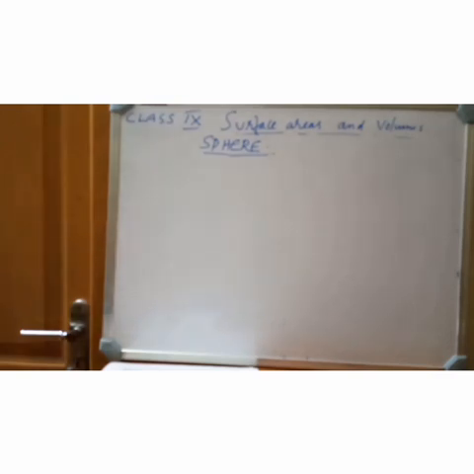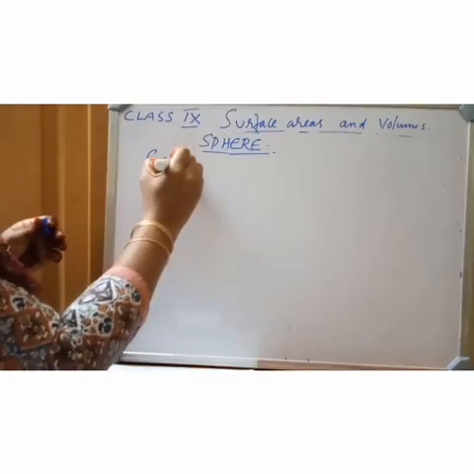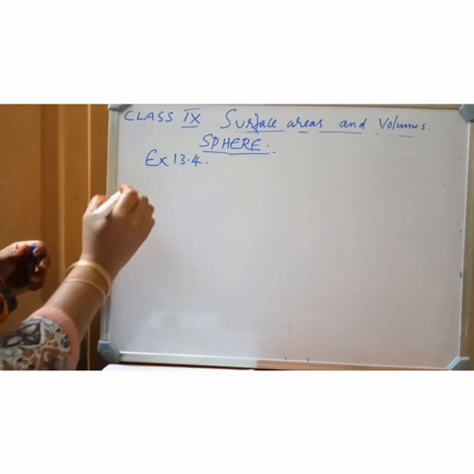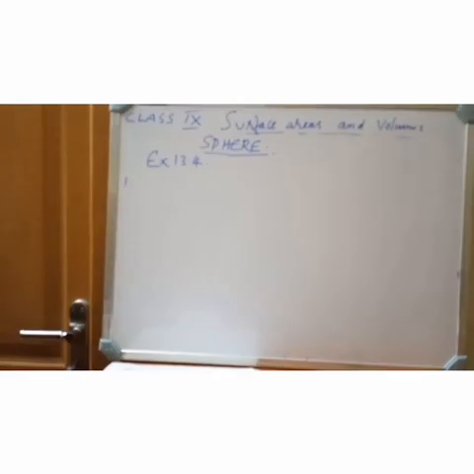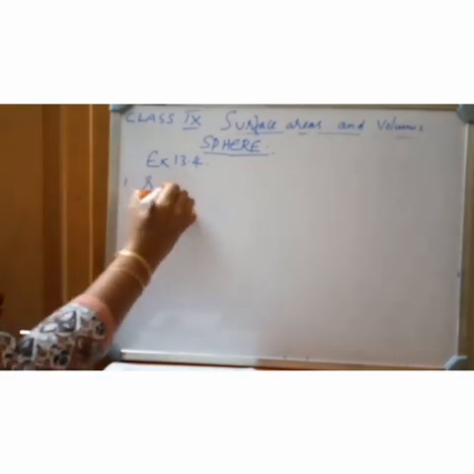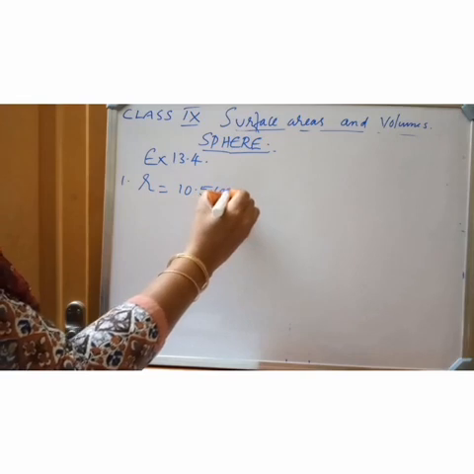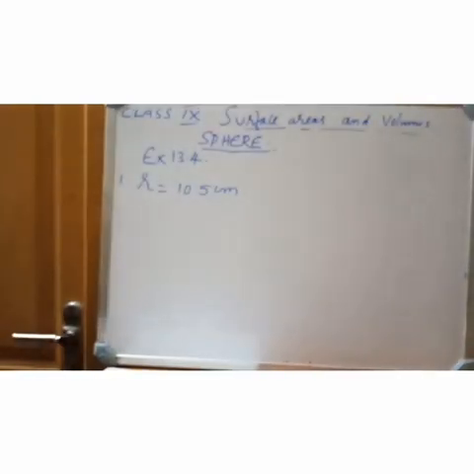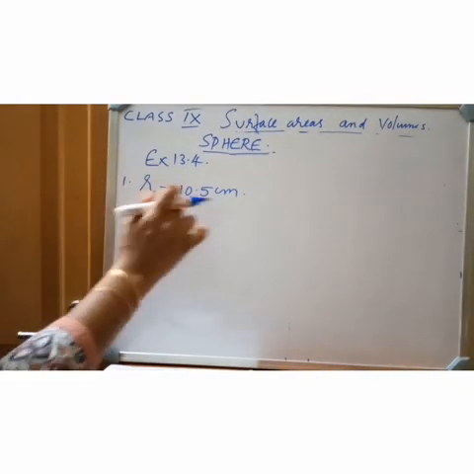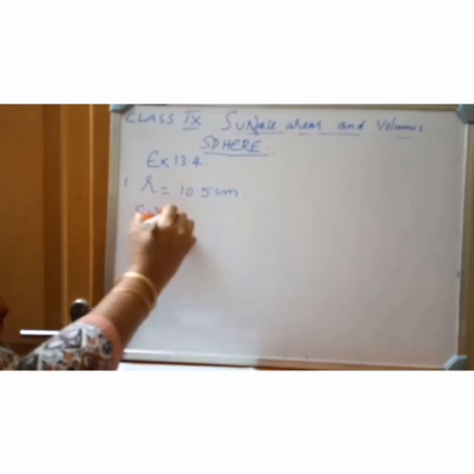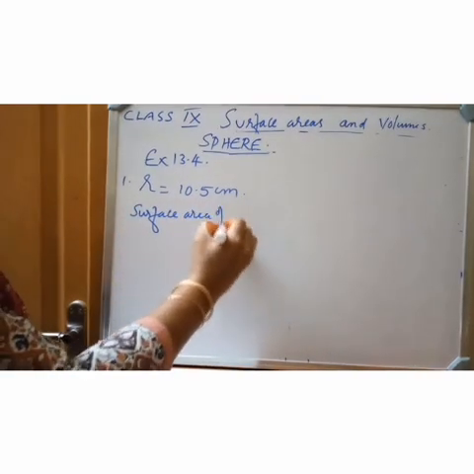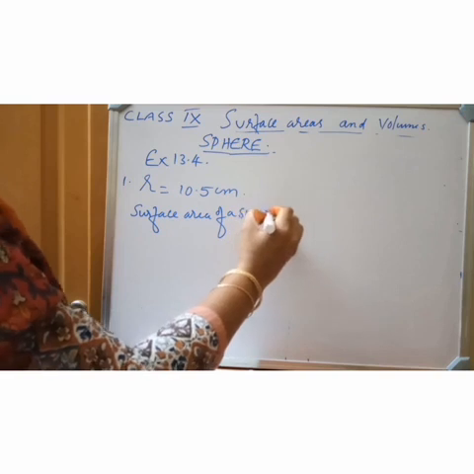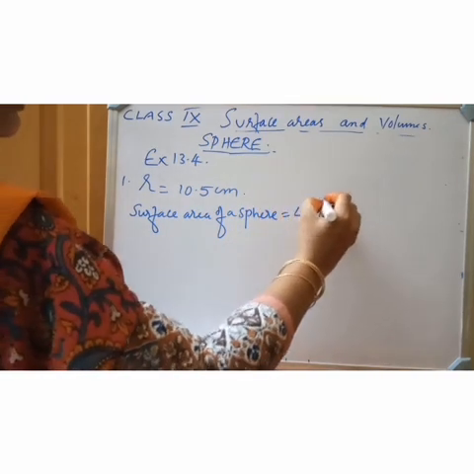Now let us see the exercise questions. For exercise 13.4, question number 1. Find the surface area of a sphere of radius r equal to 10.5 centimeter. So they ask you to find the surface area of a sphere. For that, they have given the radius r. Okay. So what is the surface area of a sphere formula? Surface area of a sphere is equal to 4 pi r square unit, isn't it?